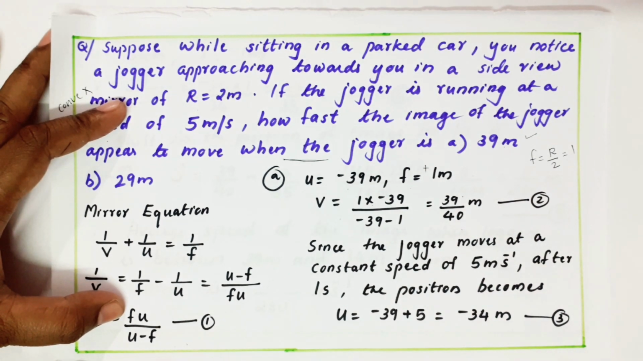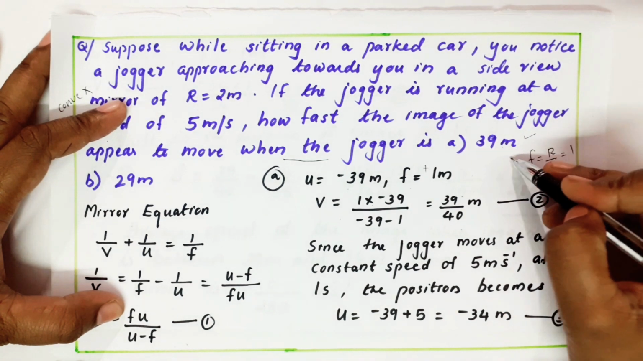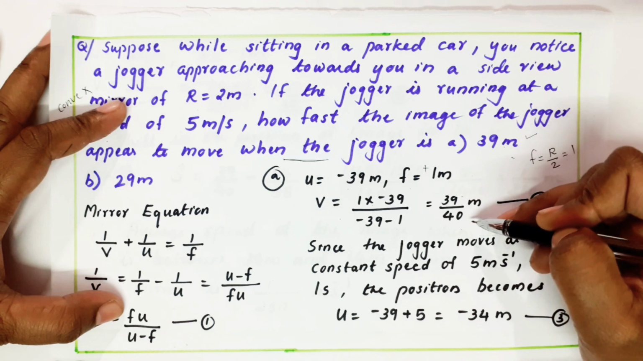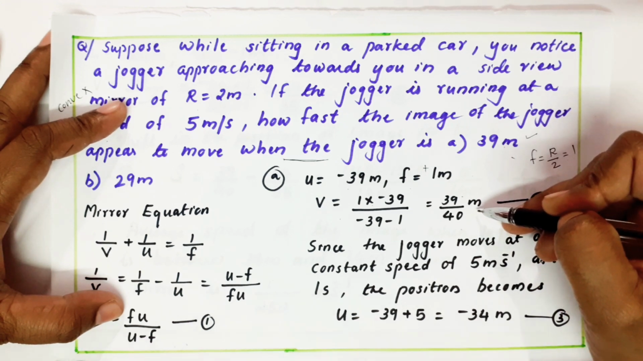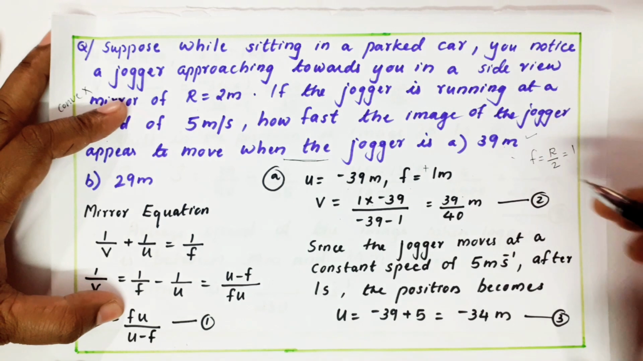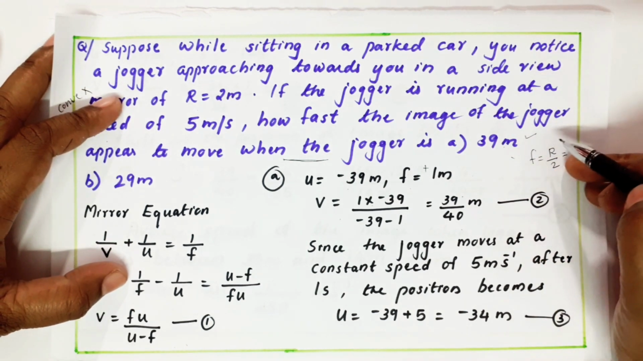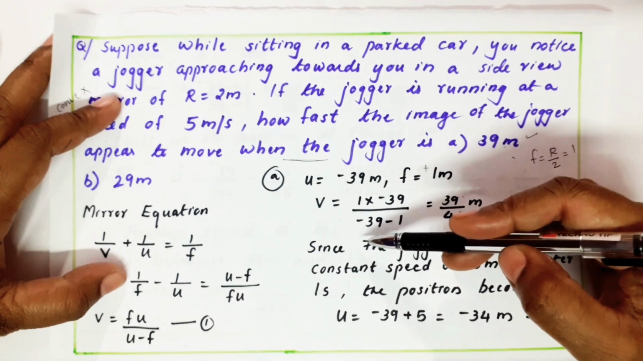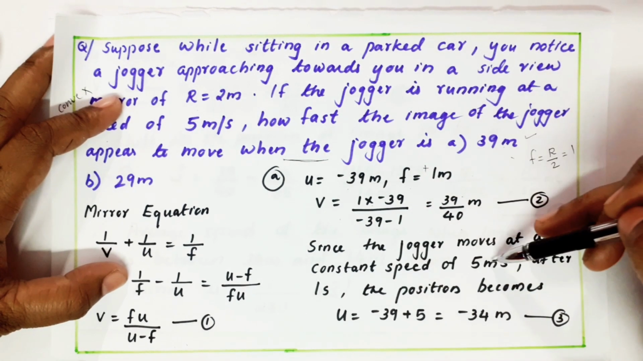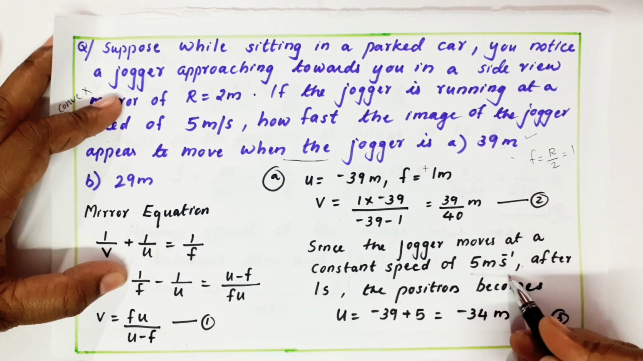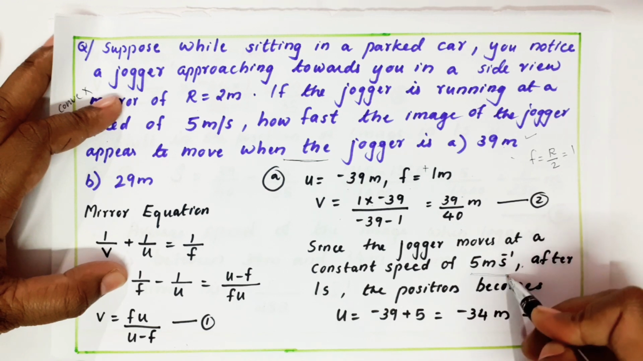But in the question they are asking how fast it is moving. It means like a speed we have to find out. So I know at a 39 meter distance, I should get an image at 39 by 40. But in this case, your object is not a stationary object. The object is moving. So what I am taking is a time period of 1 second in which the object moves. Since the jogger moves at a constant speed of 5 meters per second, in 1 second, the jogger is traveling 5 meters.